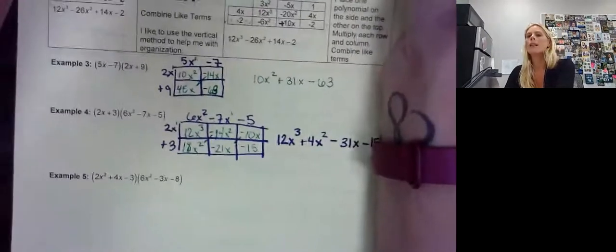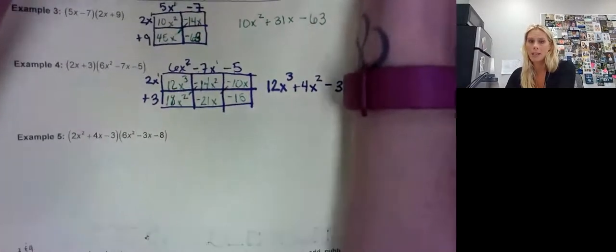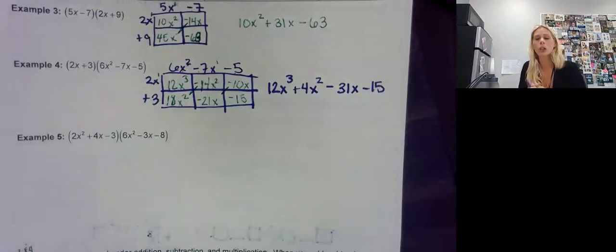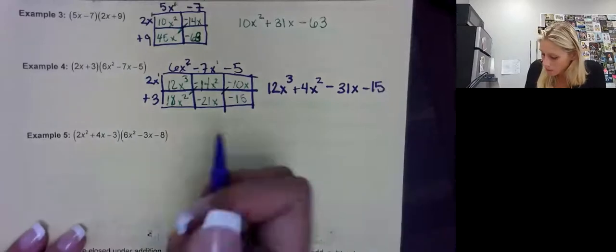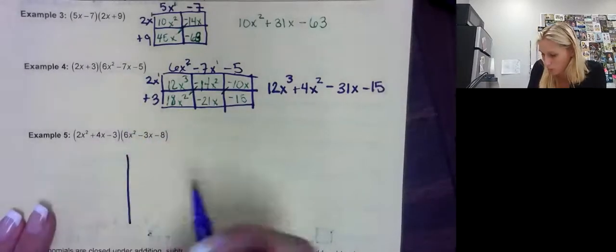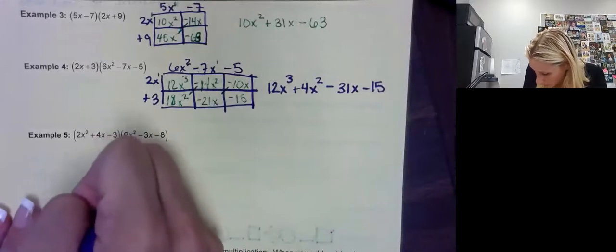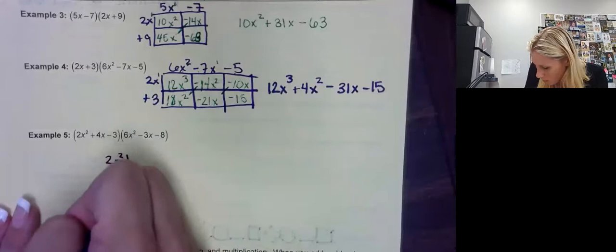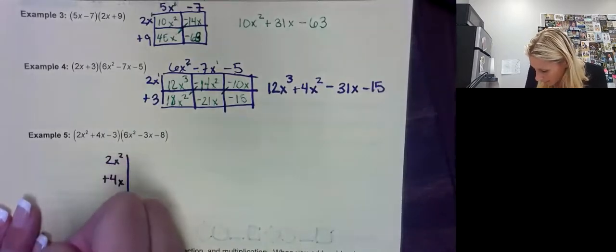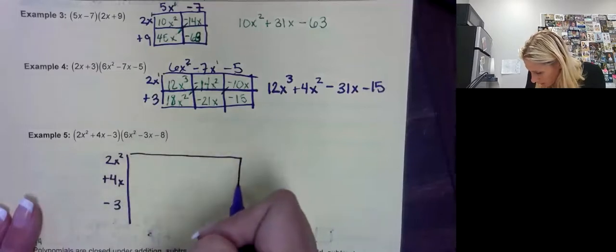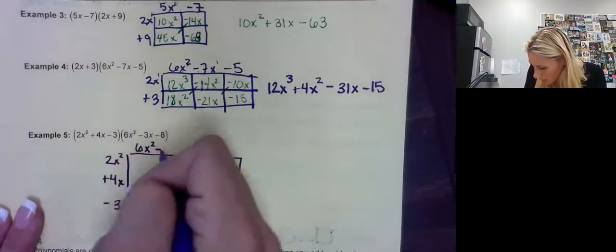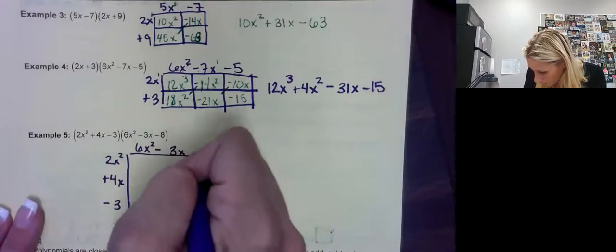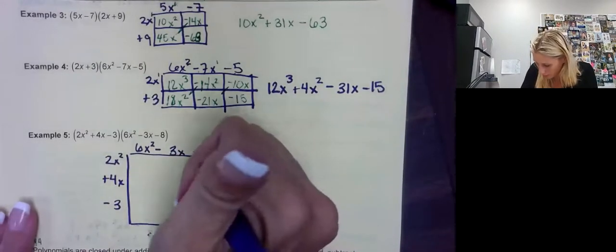Let's see if we can go one step further. Again, why I like the box method. And then I'm going to have you finish your worksheet and do 2 problems by yourself and show me what you did before you go on to your practice. So I'm going to have to make this bigger, right? Because it's a trinomial times a trinomial. So 2x squared plus 4x minus 3 times 6x squared minus 3x minus 8. I didn't space that out nicely, did I?